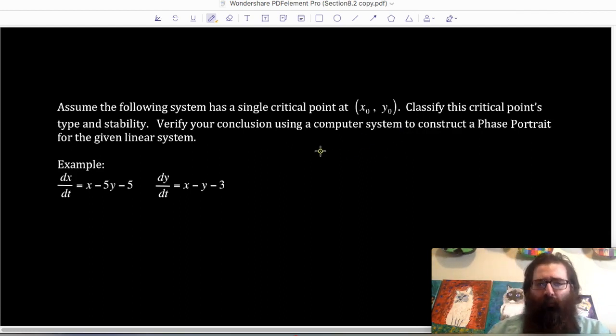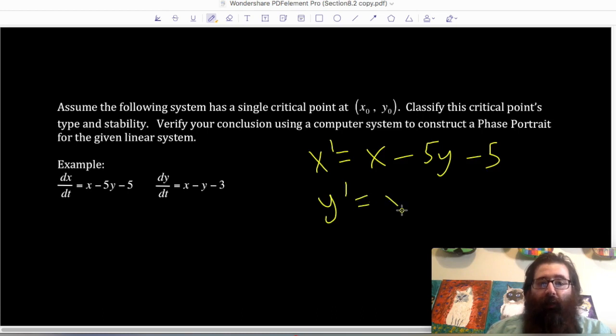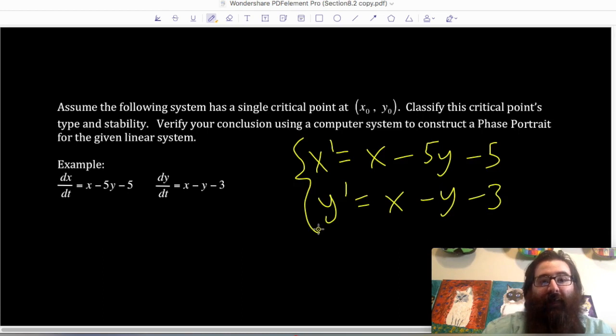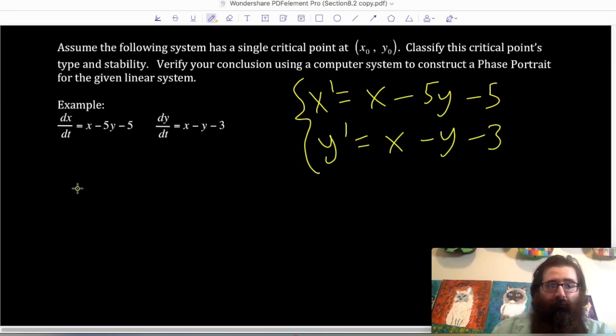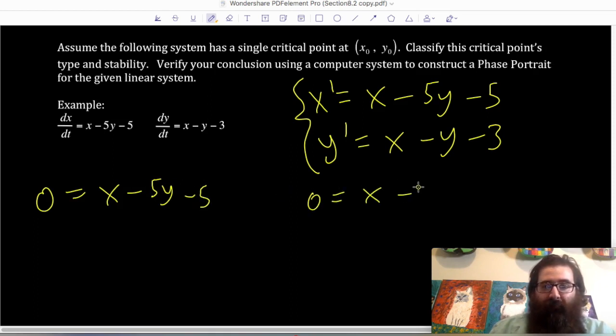Let's find that critical point first. So our system, x prime equals x minus 5y minus 5. y prime equals x minus y minus 3. If I set my derivatives equal to 0, so 0 equals x minus 5y minus 5, and 0 equals x minus y minus 3. Here I could go to the first equation. I could solve for x pretty quickly. Just add 5y, add 5 over. So x is equal to 5y plus 5.